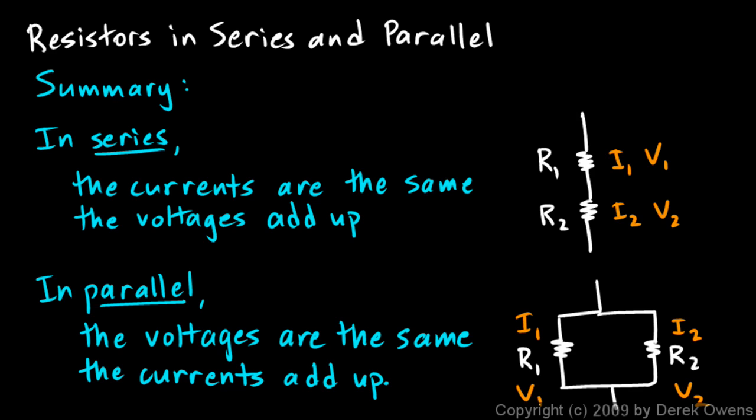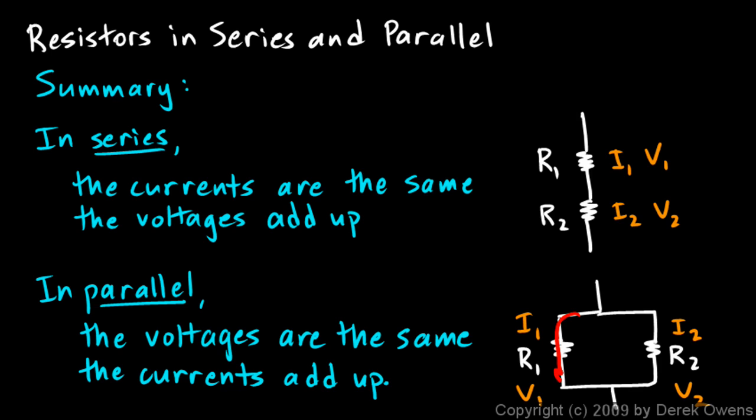Now what we're saying is that V1 and V2, the voltage for those two resistors, are equal to each other. And if you were to consider this network of resistors as a whole and say it would have some voltage V, that would be the same as V1 or V2. So V1 and V2 are the same in this case. And the currents add up.